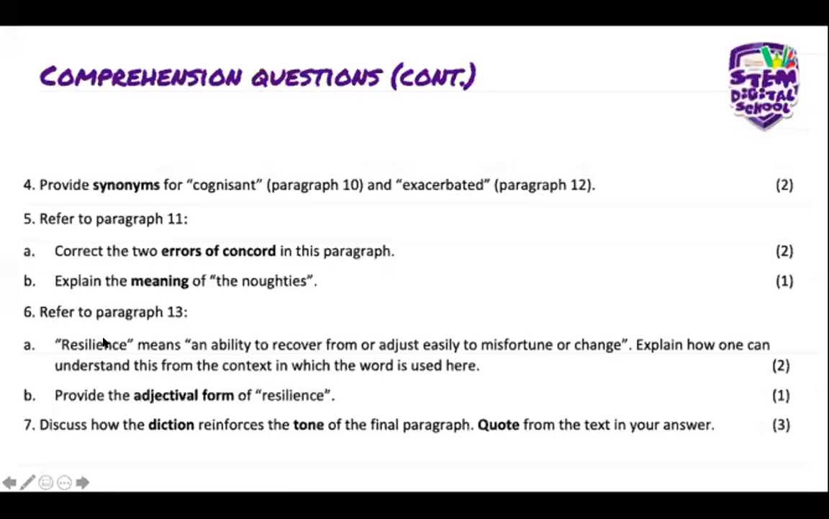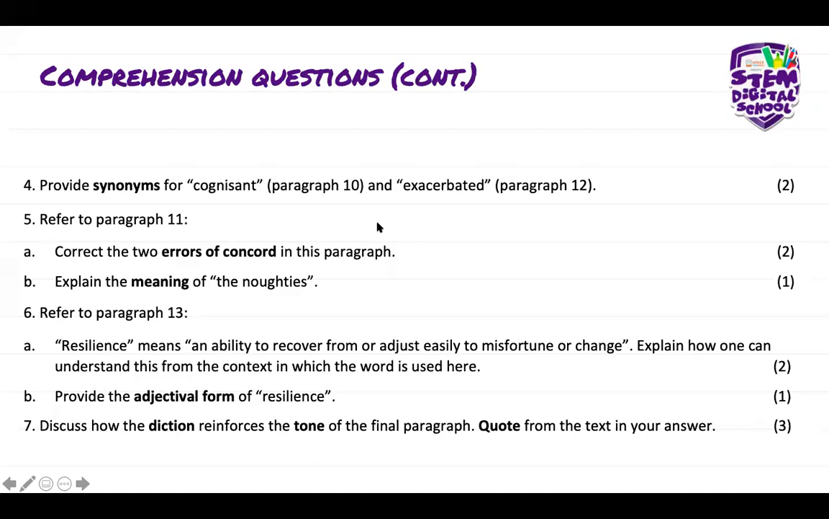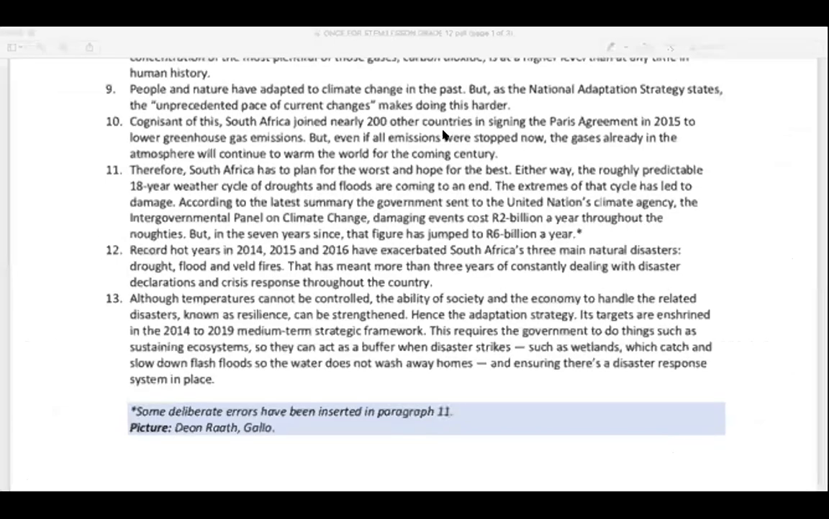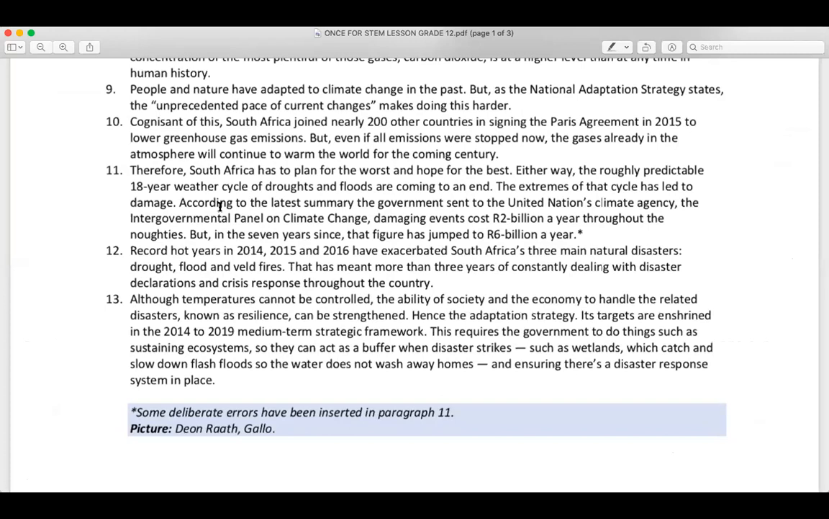Okay, let's go to the passage itself and see. Sorry about that. Let's go to the passage itself. So the passage reads, there you go, right? Where is the error of concord? I want you to ask yourself here, look at this here. The extremes of that cycle has led to damage. I think let's start here.